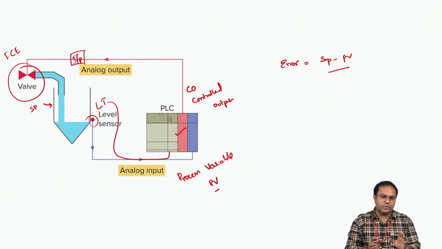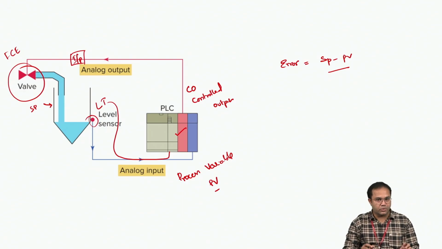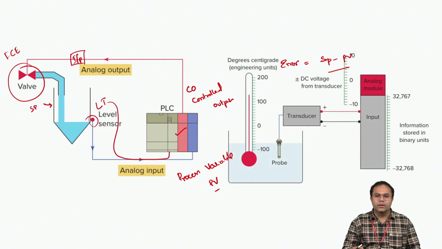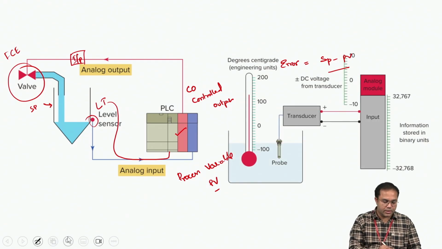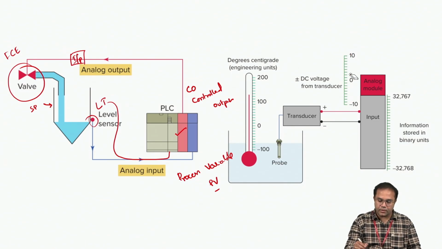So for most continuous processes we make use of analog inputs and outputs, and for most switching applications we make use of discrete input and discrete output modules, right? You can see the same thing in another example: the temperature probe, which measures the temperature signal, is given to the analog input module.